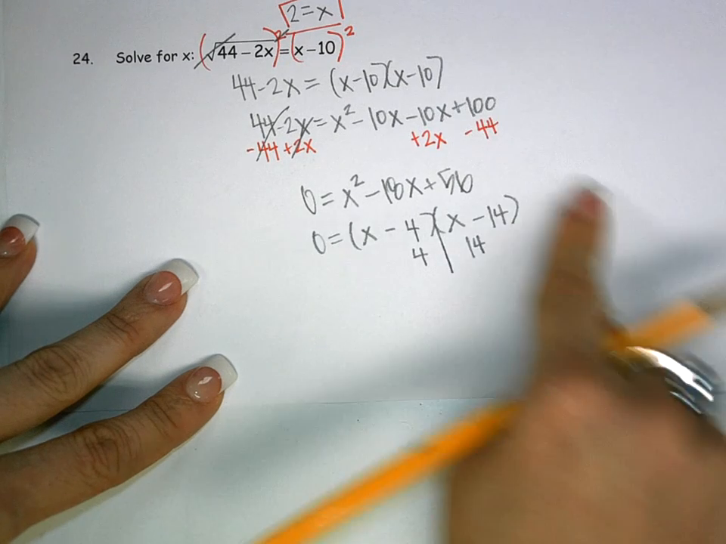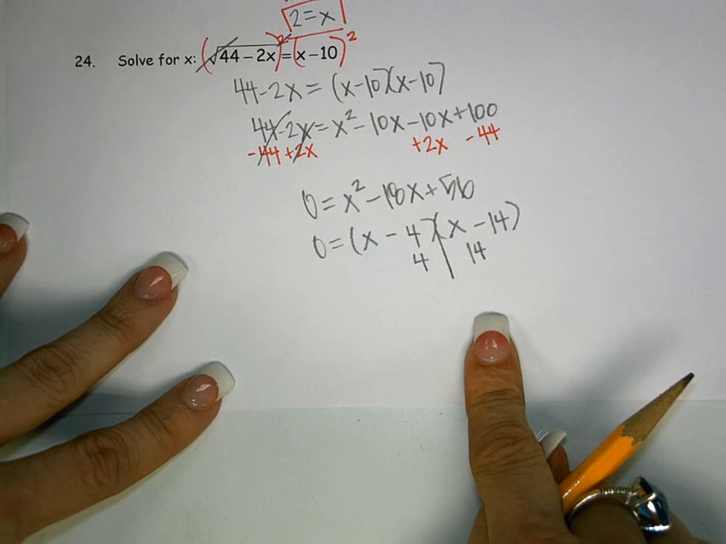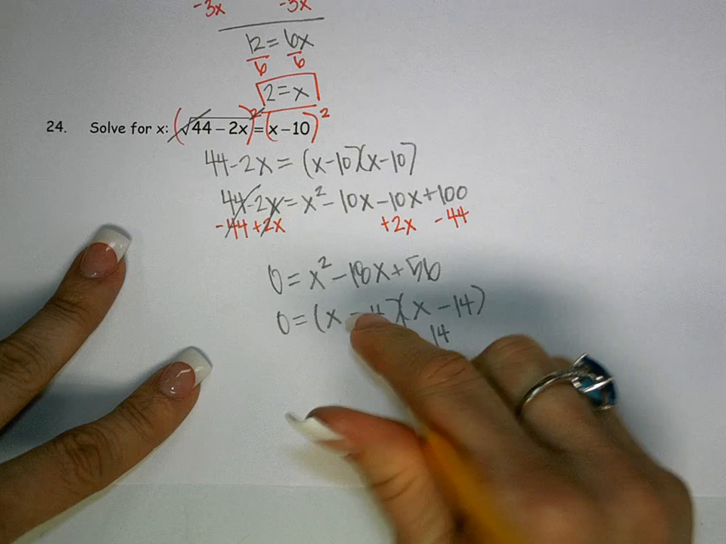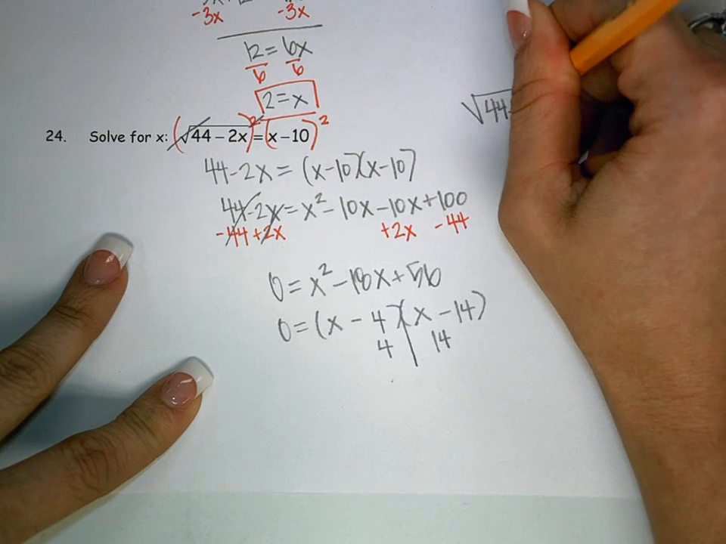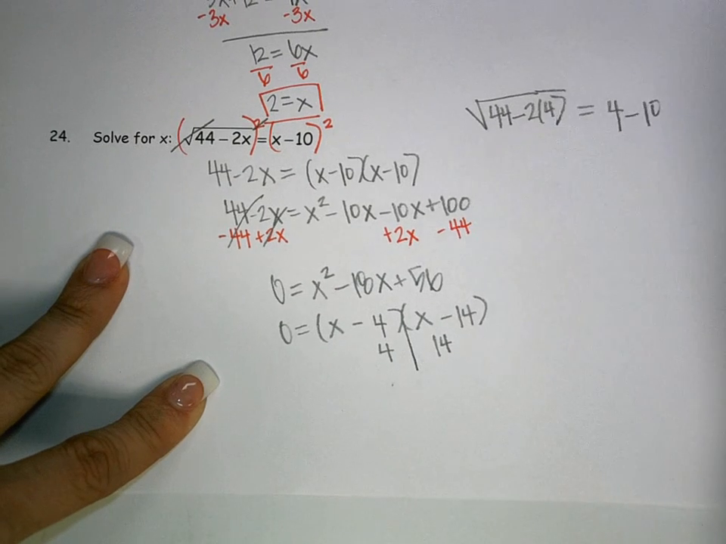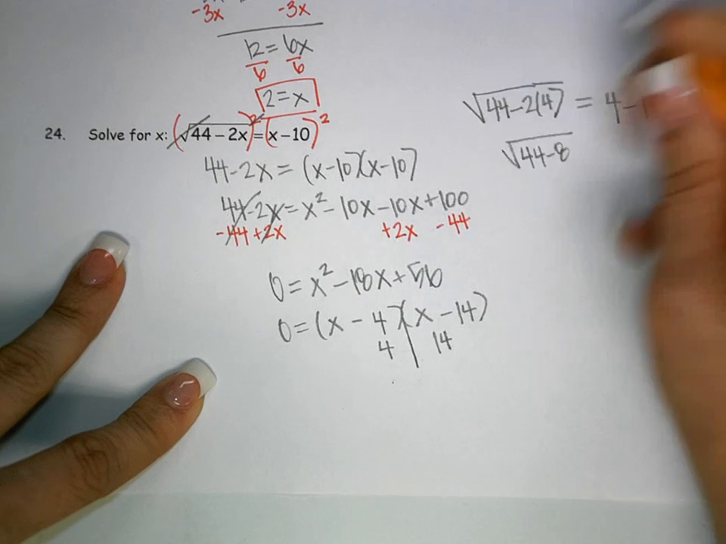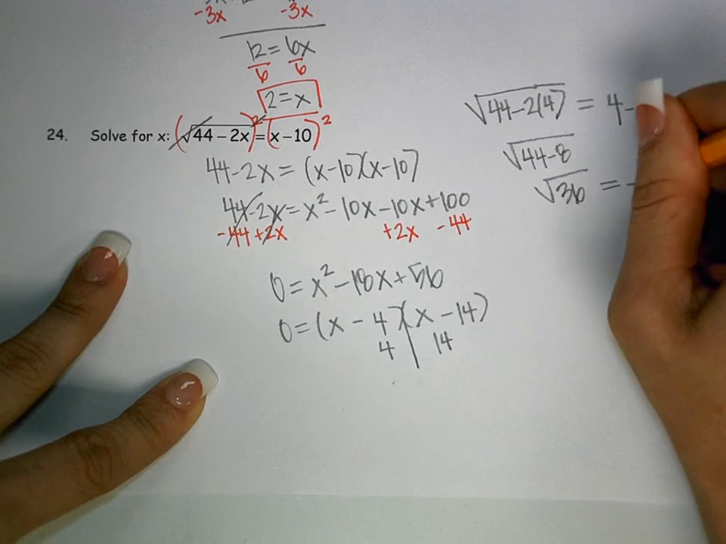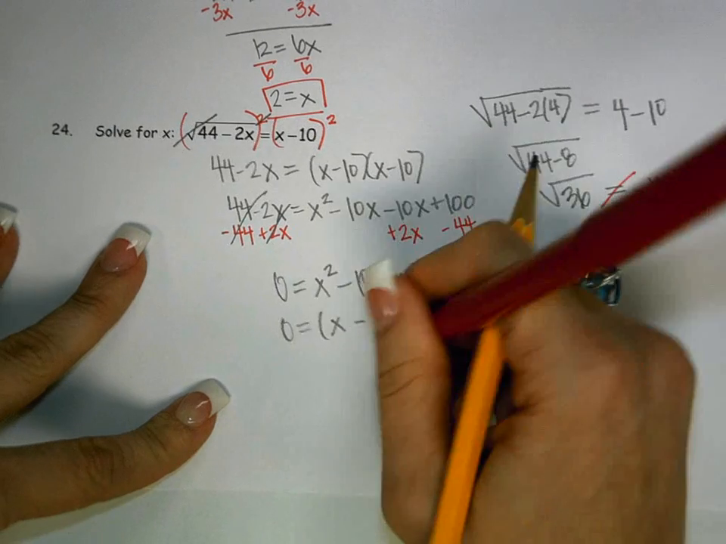Now, you have to check this. You cannot assume that both of them are answers. On that last quiz, a lot of you guys did not check things, and that was where you made mistakes. So, first we're going to check 4. So if you do root 44 minus 2 times 4, is that equal to 4 minus 10? So we got root 44 minus 8, which is root 36. Does that equal 4 minus 10, which is negative 6? Is root 36 equal to negative 6? No. 4 does not work.